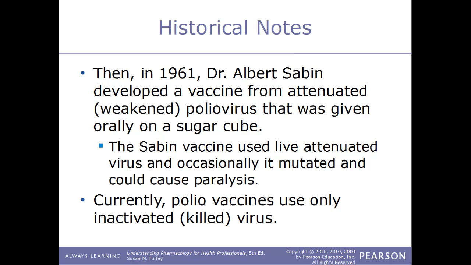Then in 1961, Dr. Albert Sabin developed a vaccine from attenuated poliovirus, or a weakened poliovirus, that was given orally on a sugar cube. Now, the Sabin vaccine used a live attenuated virus, and occasionally it would mutate and would cause paralysis. So currently, polio vaccines only use inactivated or killed viruses.